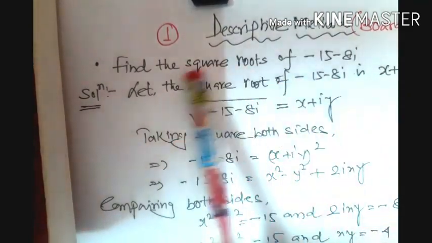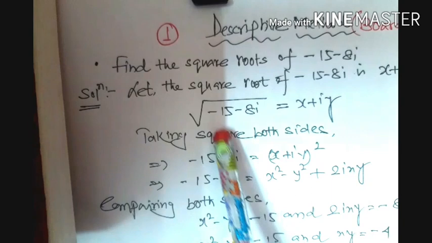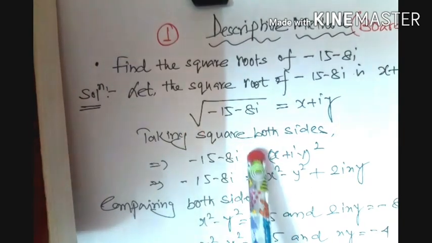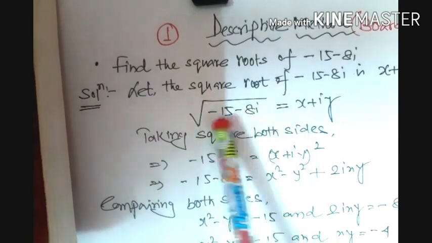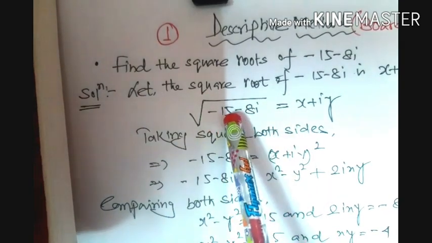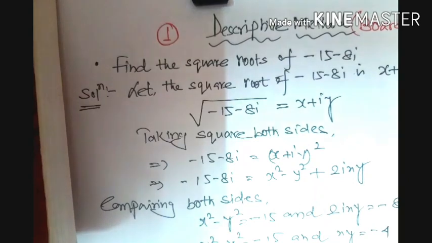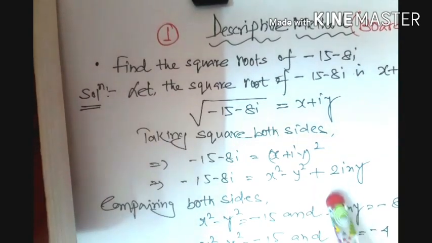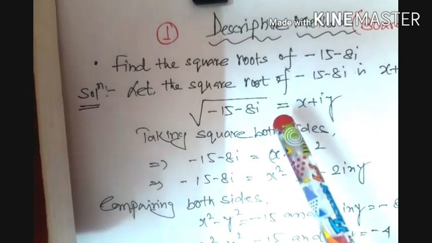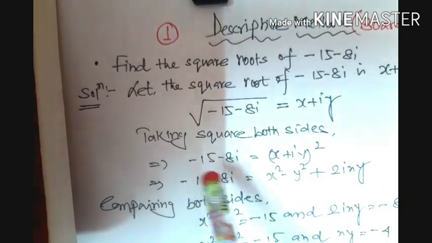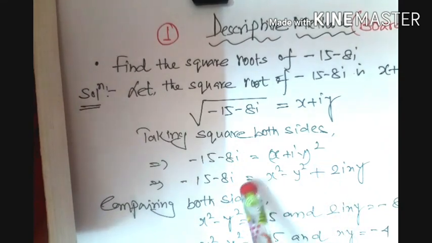As we have to find the square root of this complex number, we have to assume something as the square root. So I have assumed that the square root of this complex number minus 15 minus 8i is equal to x plus iy. Anyhow we have to find the values of x and y to get our required square root.